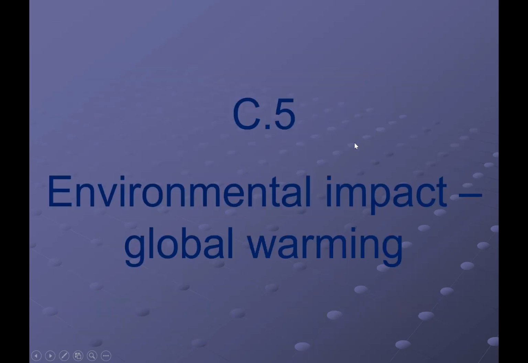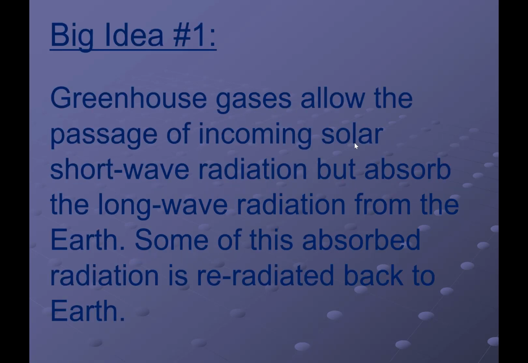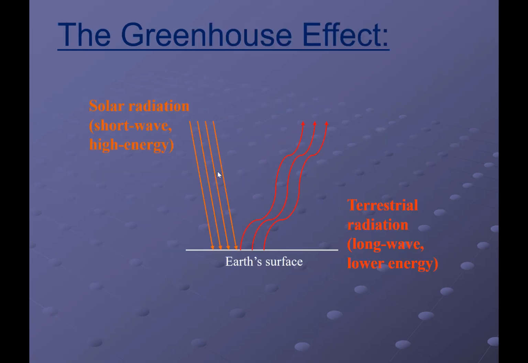Last part of review here, we want to take a look at some global warming and environmental impacts. First thing we're going to look at, our big idea, is greenhouse gases. They typically allow solar radiation, which comes in at shorter wavelength. As that light bounces off the Earth, it tends to radiate away as longer wavelength light. So there's a picture of that.